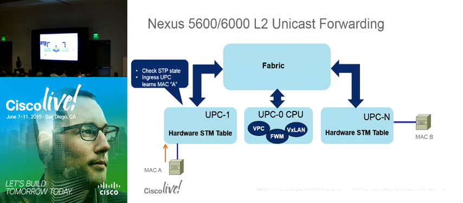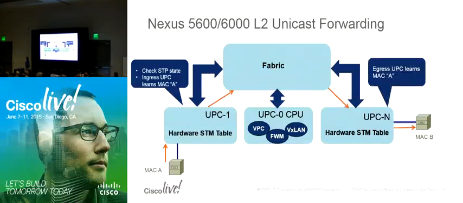So assuming spanning tree state is forwarding, the ingress UPC at this point learns the MAC address without any involvement from the CPU. Since we already know MAC-B and every UPC has MAC-B in its STM table, this packet gets switched through the fabric, at which point the egress UPC also learns the MAC. So with this flow completed, we have MAC-A learned on UPC1 and UPC-N; it could be UPC4 or 32, depending on which LEM it is.